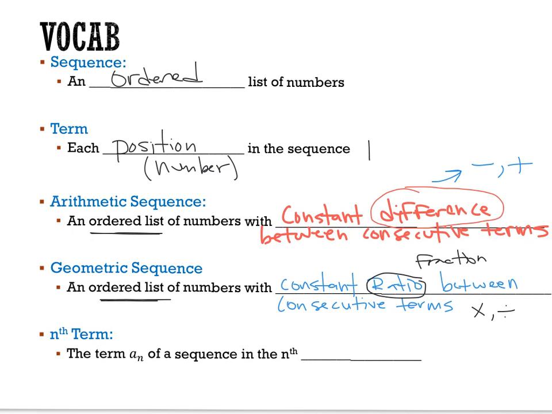And then finally, our last vocab is what we call the nth term. It's kind of a mysterious term, and we're going to talk about this, but it's the term representing the term of a sequence in the nth position. So it's basically that particular number that we don't know. For example, if I had my first term, that would mean that n was equal to 1. But the idea is that it's just this unknown position in my sequence.